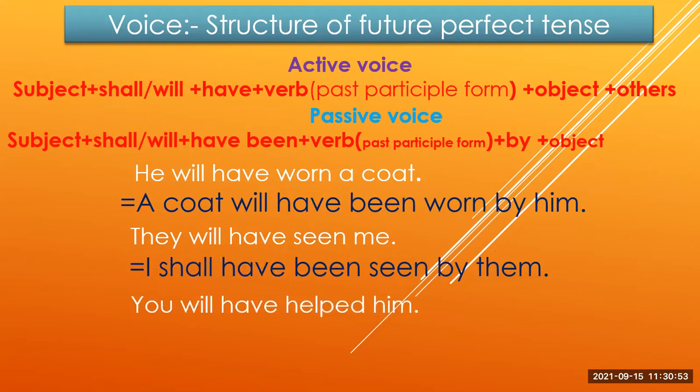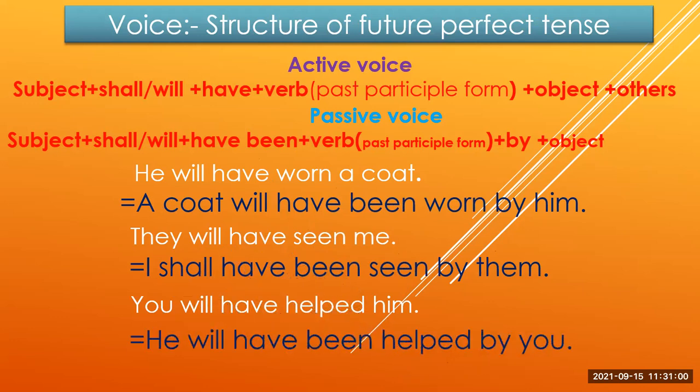The last example of future perfect tense is you will have helped him. The answer is he will have been helped by you. So I hope you can understand the rules of present continuous, past continuous, future continuous, present perfect, past perfect, and future perfect tense.